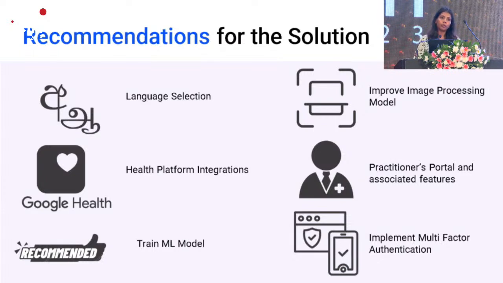And also to train an ML model, because currently I'm using a rule-based model for the recommendations due to my limited knowledge. However, I would like to train one in the future, and also to improve the image processing model, because the API I'm using currently is a Western API, so the identification of local foods is very limited. Therefore, building a model for that and training it will be very sufficient for the application.